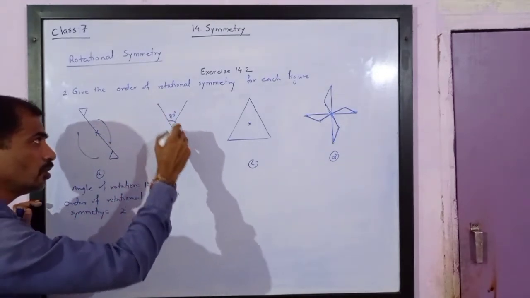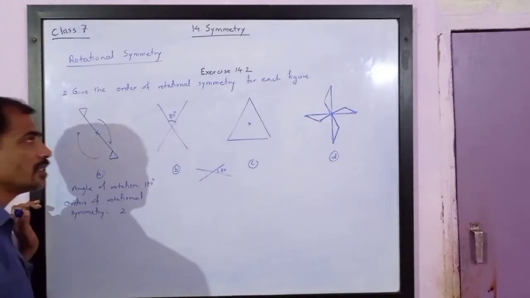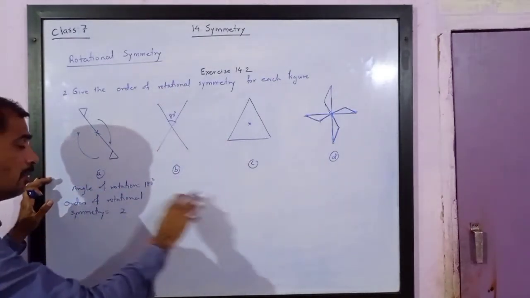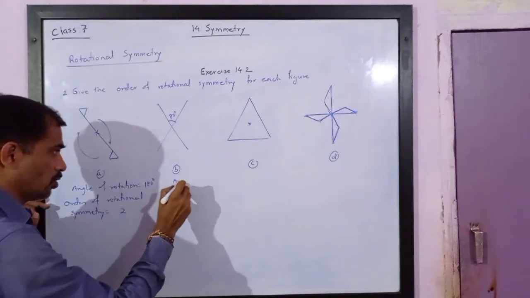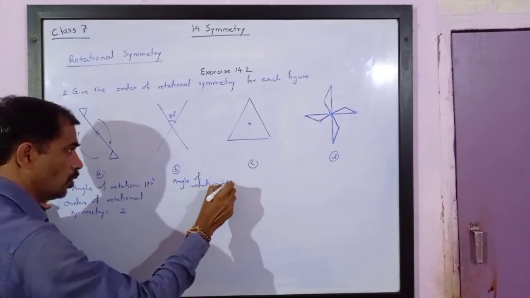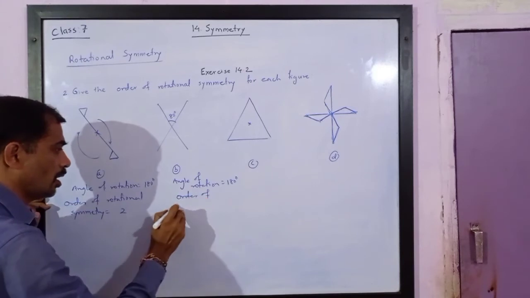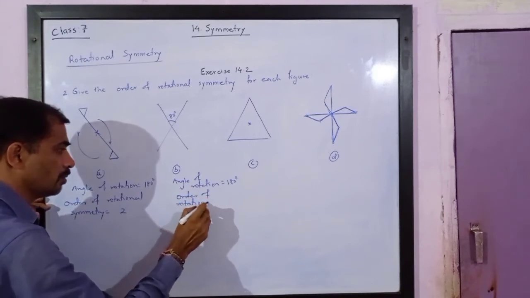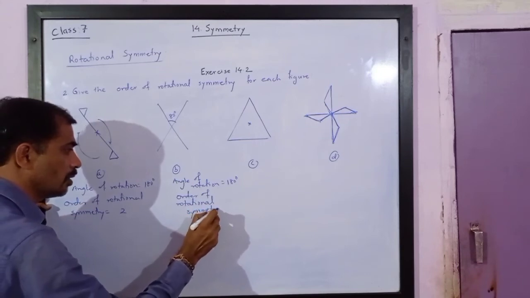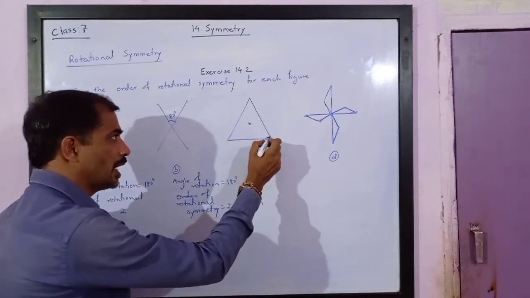In the second figure also, you see the angle is not 90 degrees. If you rotate it by 90 degrees, you will get something like this. This is not the same, so the figure is not symmetric. It means we have to rotate it by 180 degrees. So in the second figure also you will notice that the angle of rotation is equal to 180 degrees, and the order of rotational symmetry is equal to 2.